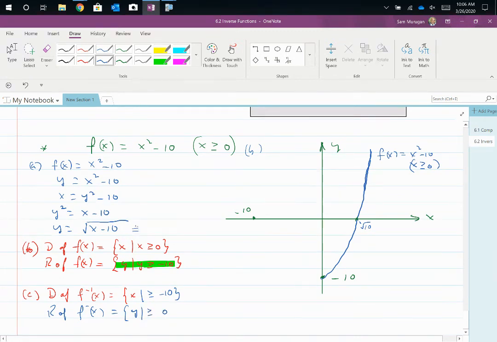So this is our inverse function here. F inverse is equal to the square root of x plus 10.